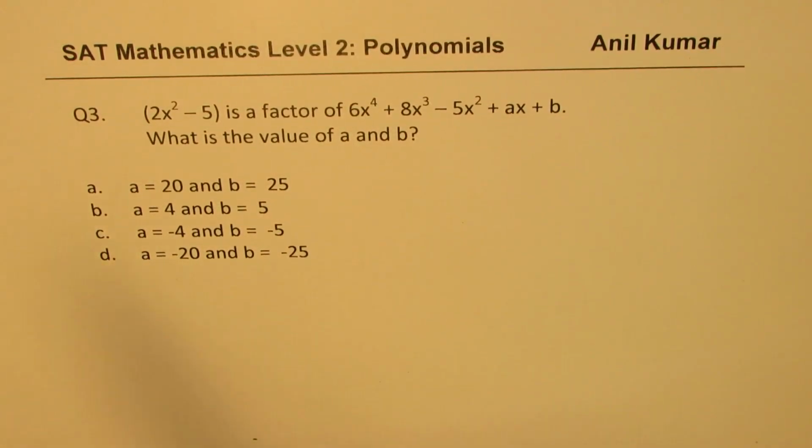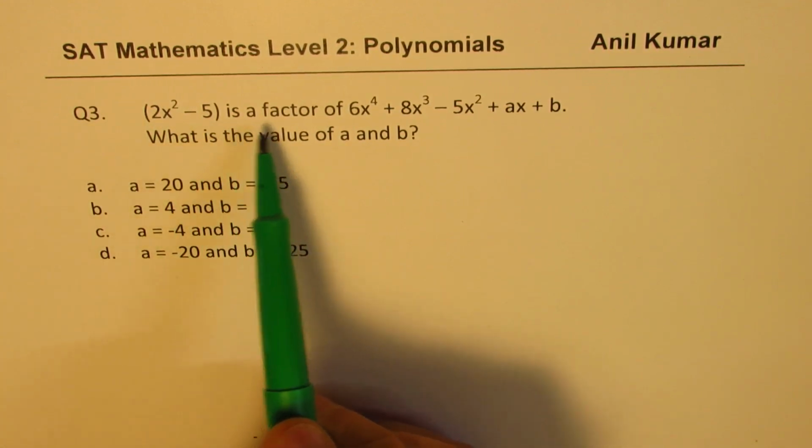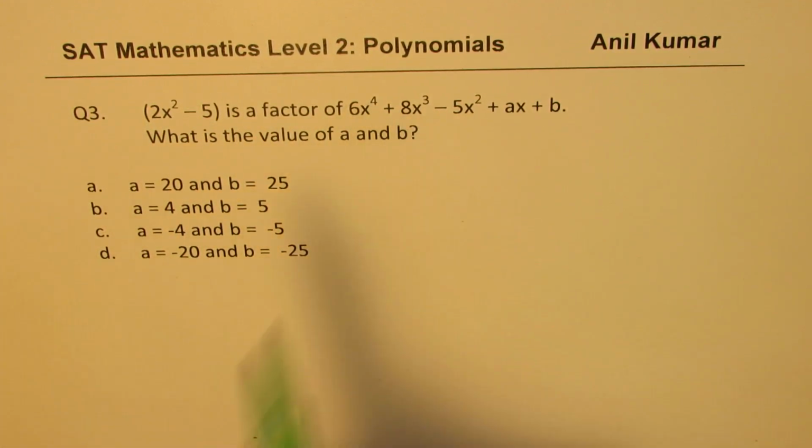Question number 3. 2x squared minus 5 is a factor of 6x to the power of 4 plus 8x cubed minus 5x squared plus ax plus b. What is the value of a and b? We are given 4 choices. Now in these kinds of questions, what could you do?